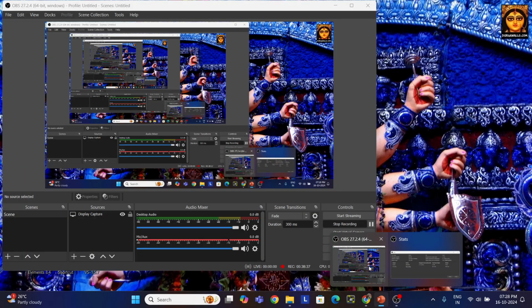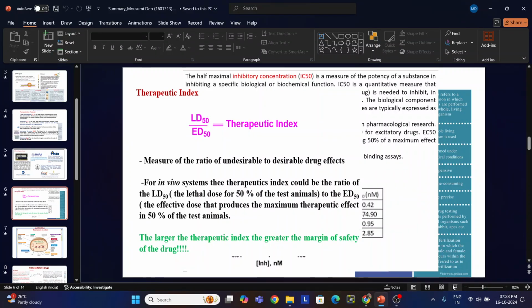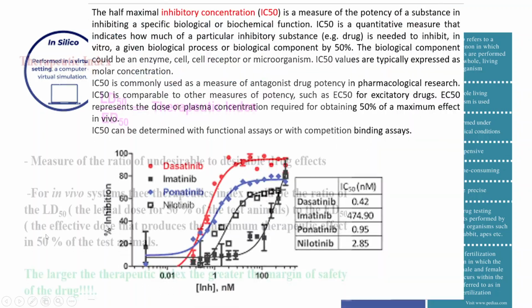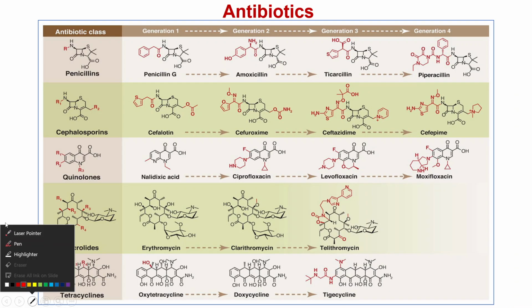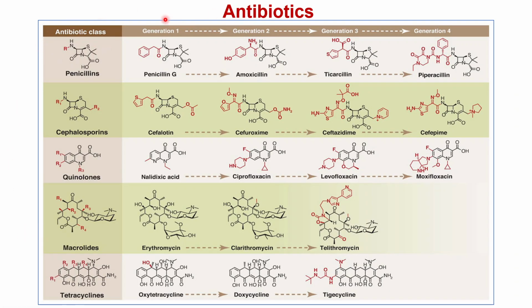Okay, so now I will move toward the different therapeutic agents. So we will start with the antibiotics. So antibiotics are the antibacterial agents we know. There are different classes of antibiotics. One of the most important classes is the penicillins, we all know. There are different generations of antibiotics. The penicillins have different generations, like penicillin G is the first generation, followed by amoxicillin, which is the second generation. We have ticarcillin in the third generation, and piperacillin in the fourth generation.